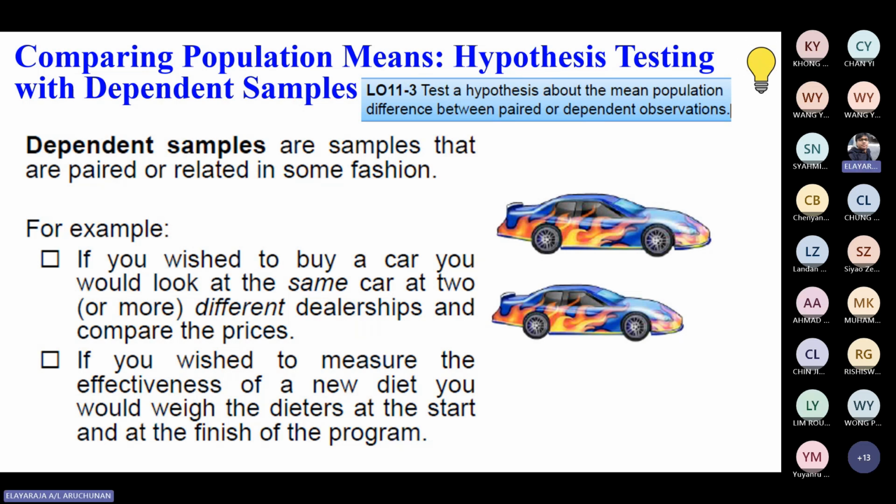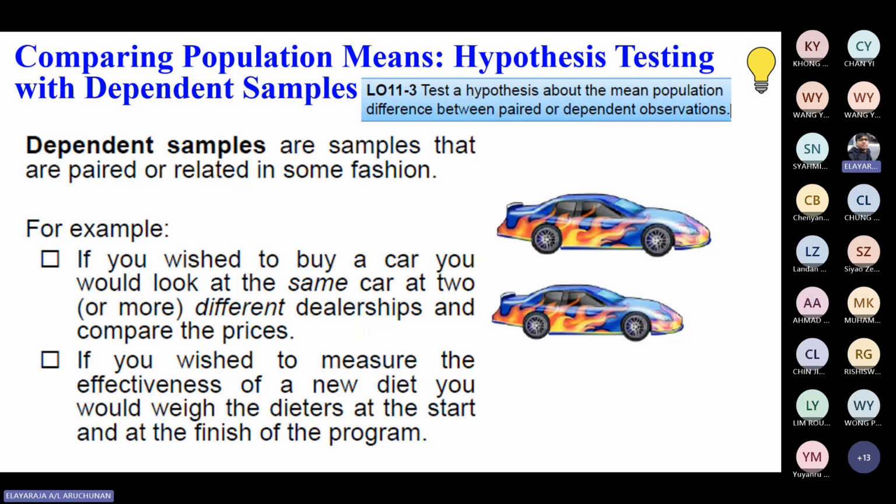For the paired t-test, the variance may not be equal. So that is what you should understand about the difference between the paired t-test and the pooled t-test.